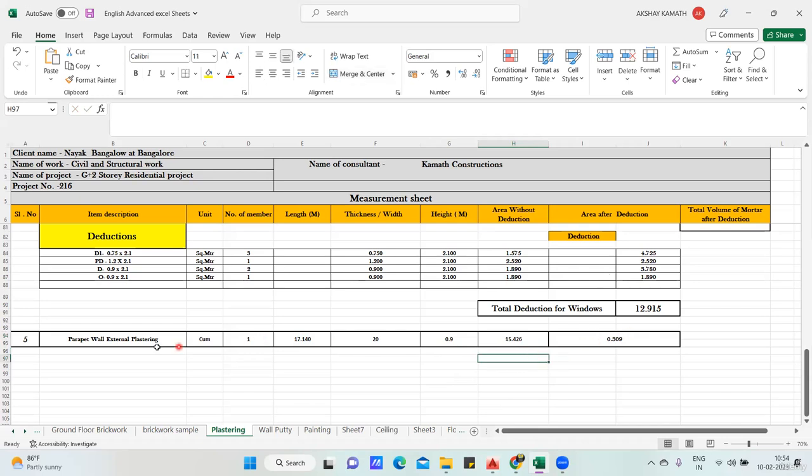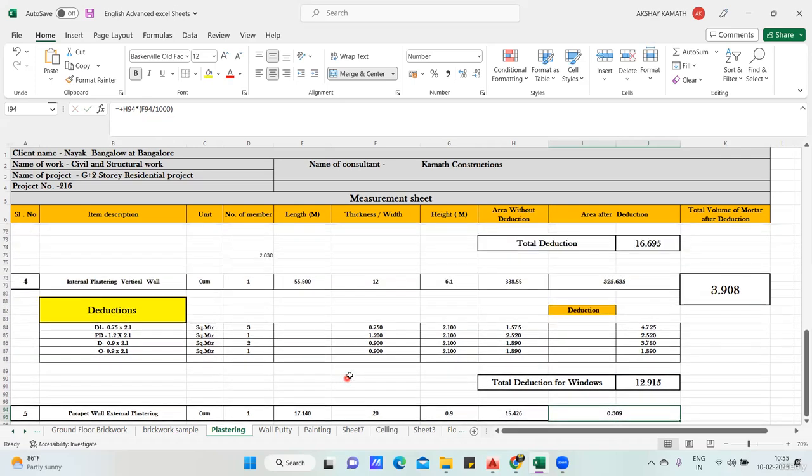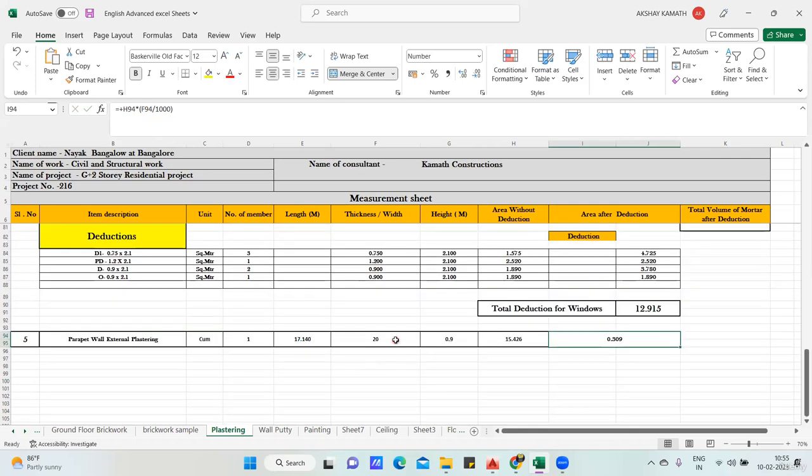And now I want to find the volume of plastering that is required. So volume will be 15.426 into the thickness, which is 20 mm. I wrote 20, but what I have done is 20 divided by 1000. So I got the answer as 0.309. Otherwise, you can even write 0.002 also, it doesn't matter.